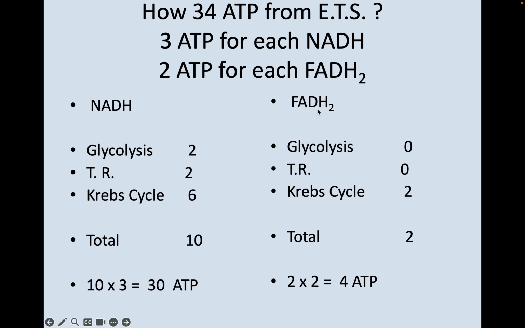And FADH2 aren't produced until the Krebs cycle. We get 2 of those. And those each generate 2 for a total of 4 ATPs. So we're up to 34 ATPs from a single glucose molecule.